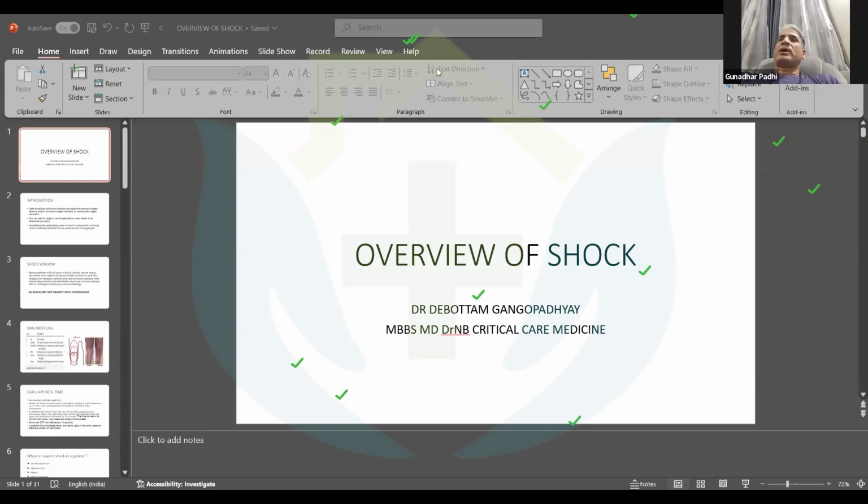What other point would I like to highlight regarding the shock index? Shock index is basically nothing but the heart rate divided by the systolic blood pressure.